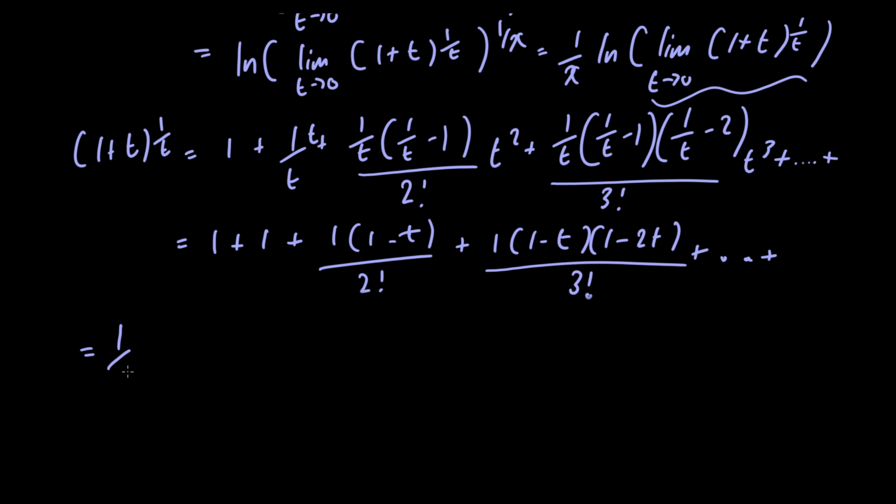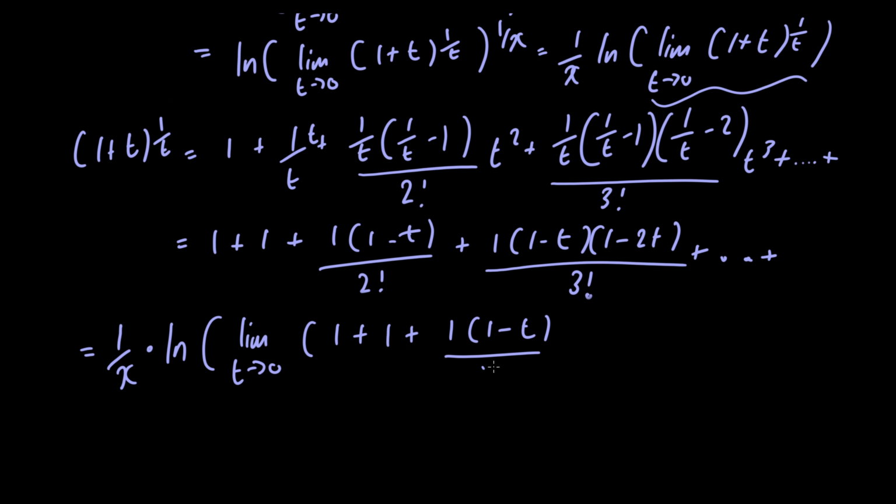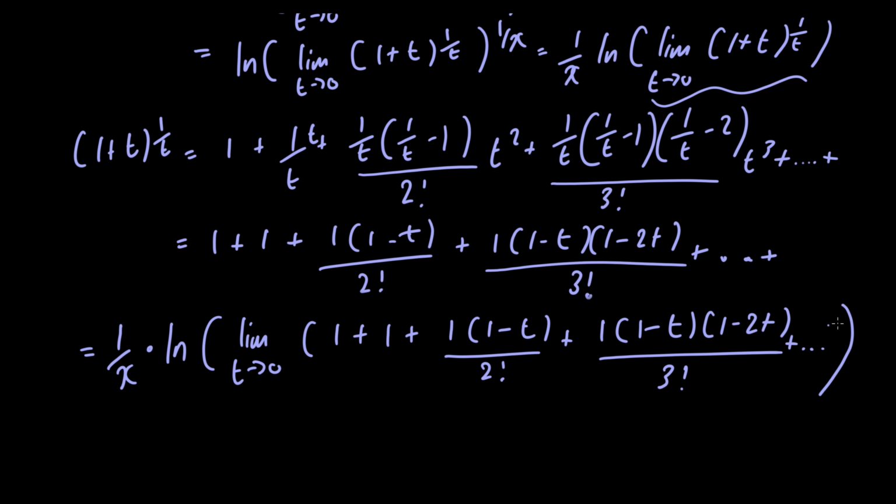We have 1 over x multiplied by the natural logarithm of the limit as t approaches 0 of 1 plus 1 plus everything up here. So 1 times 1 minus t divided by 2 factorial plus 1 times 1 minus t times 1 minus 2t divided by 3 factorial. Now let's just go ahead and let t be equal to 0. So we have 1 over x multiplied by the natural logarithm of 1 plus 1 plus 1 over 2 factorial plus 1 over 3 factorial.